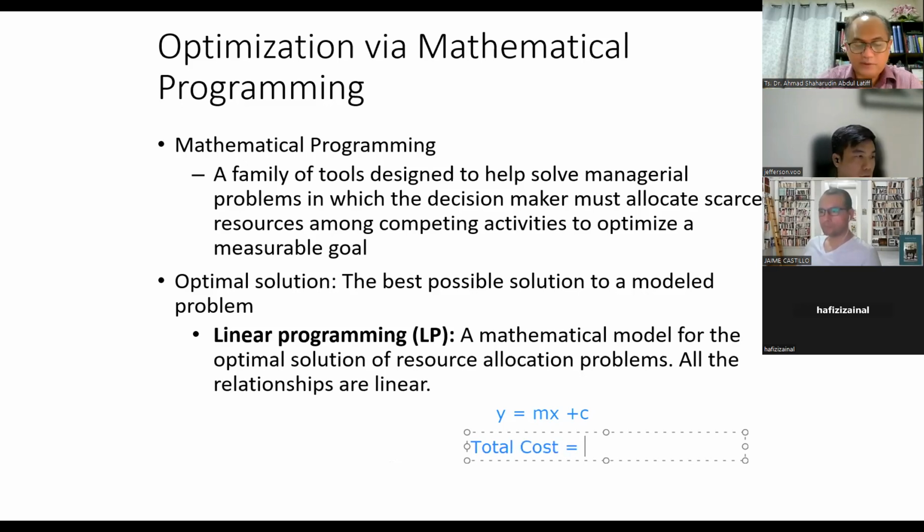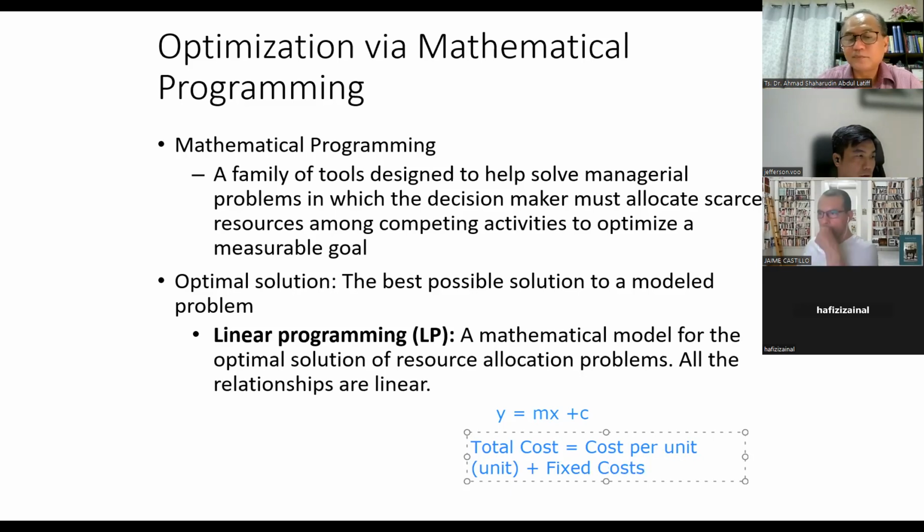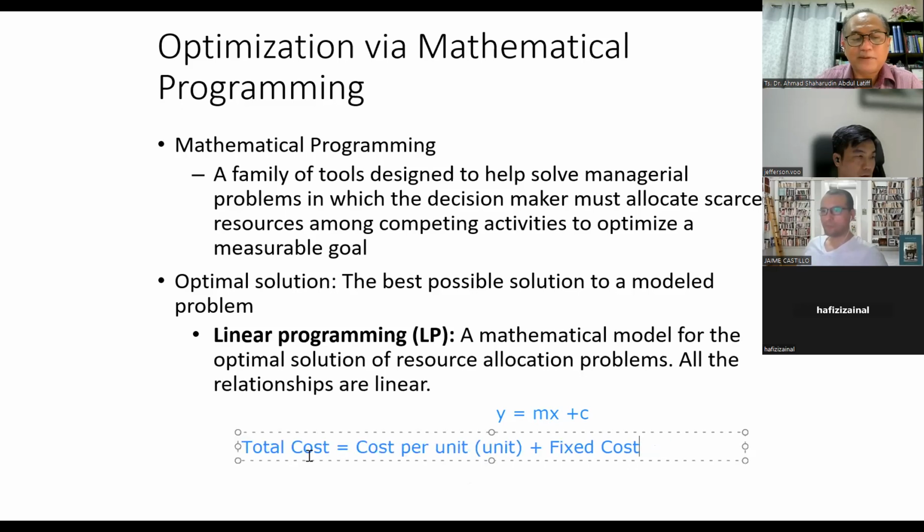Total cost is equal to cost per unit times the number of units, and then plus your fixed cost. So this is how you get y is equal to mx plus c. This is y, your total cost. Cost per unit is your m, c is your fixed cost, x is your unit.